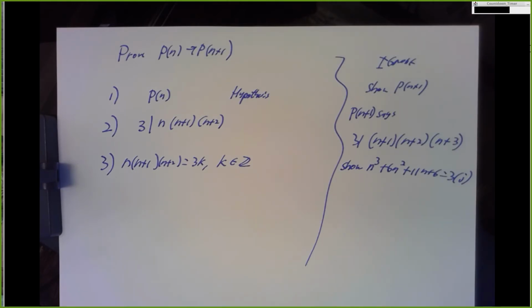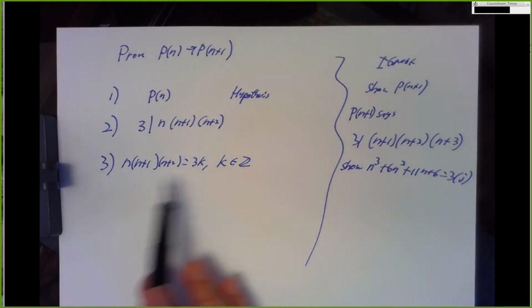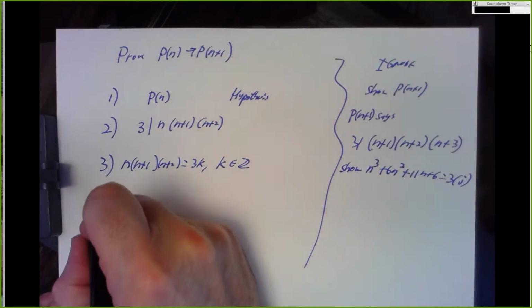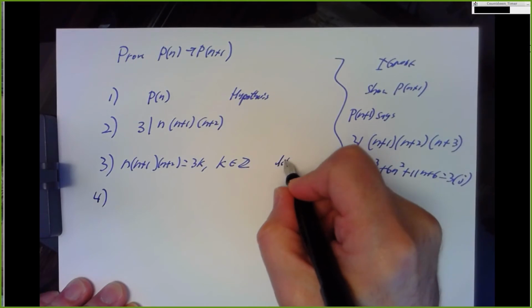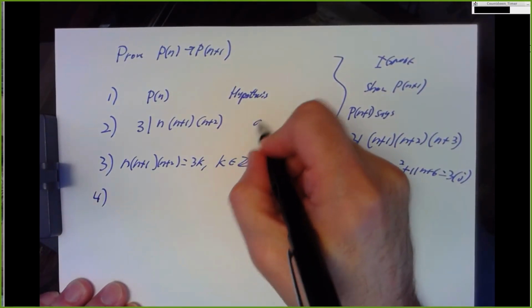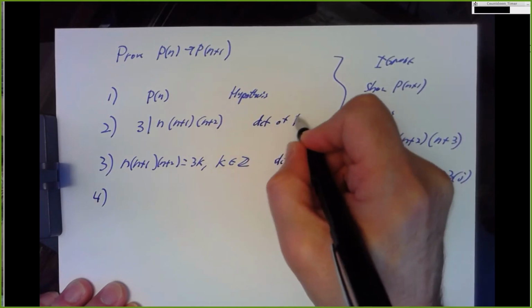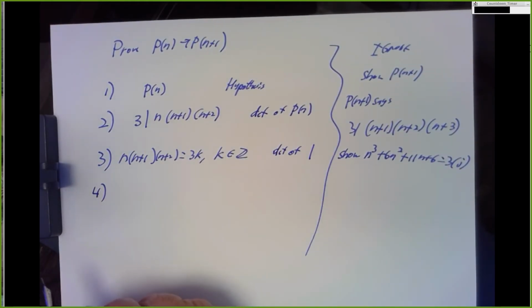So we want to show that this is 3 times something, and we know that this is 3 times k. Let's spell this out. So this is the definition of divisibility. This is the definition of p of n. Let's just do some algebra.